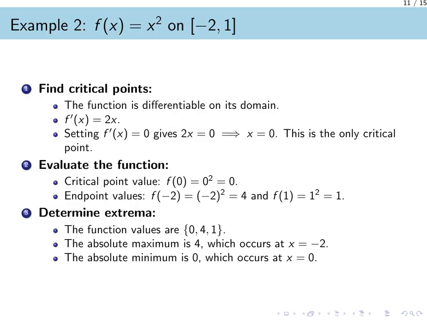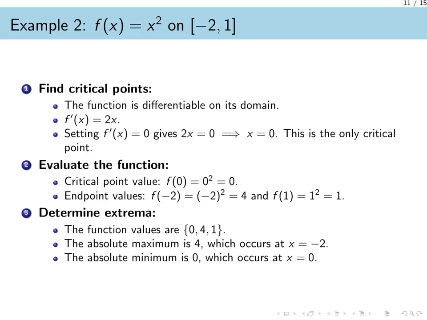Now we can put our method into practice by finding the absolute extreme values for the function f of x equals x squared on the closed interval from -2 to 1. First, we find any critical points by taking the derivative, which is 2x, and setting it equal to 0.